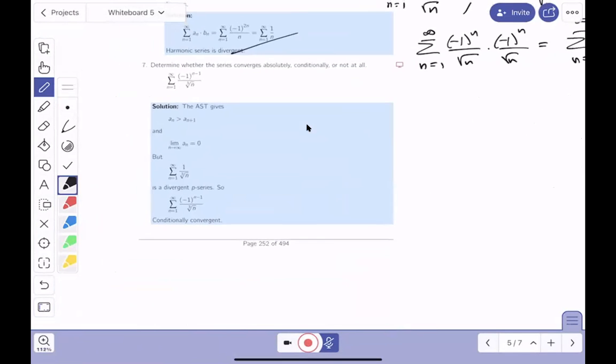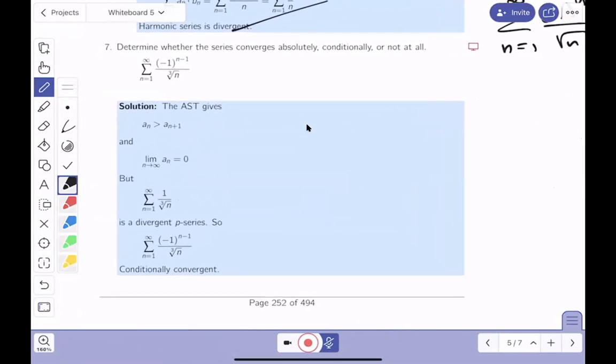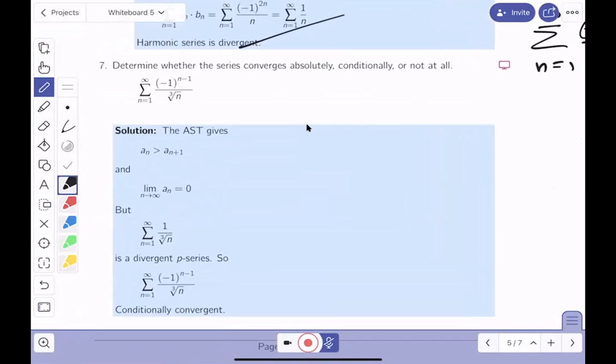All right, let's go back to number 7. And number 7 says, determine whether the series converges absolutely, conditionally, or not at all. Let's take a look at it. I'm going to do the AST. And let me take a look at that. And a_n, I'll write it over here for you.